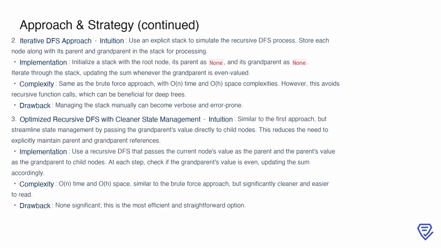The implementation involves passing the current node's value as the parent and the parent's value as the grandparent to the child nodes. With each recursive call, we check if the grandparent's value is even and update the sum accordingly. This method retains the same O(n) time and O(h) space complexities but is much cleaner and easier to read. It eliminates the verbosity of the iterative stack management and the additional state tracking of the brute force approach, making it a highly efficient option.